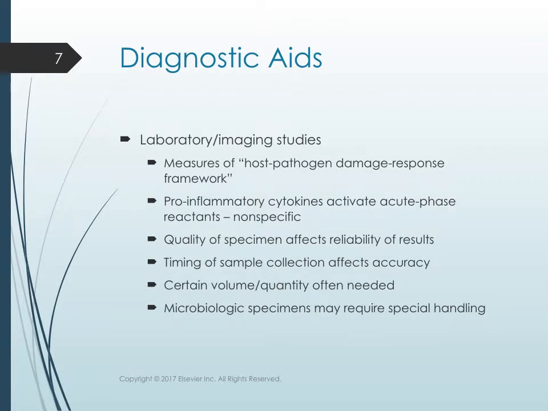In addition to history and physical, we sometimes utilize lab or imaging studies, and those include blood tests that could be complete blood counts, cytokines, pro-inflammatory reactants. It's important to note that the quality of the specimen affects the reliability of results. Also, the timing of the collection. We need to make sure that we know what the volume or quantity is needed for a particular test, and also what type of tube or container the sample should be transported to the lab in.